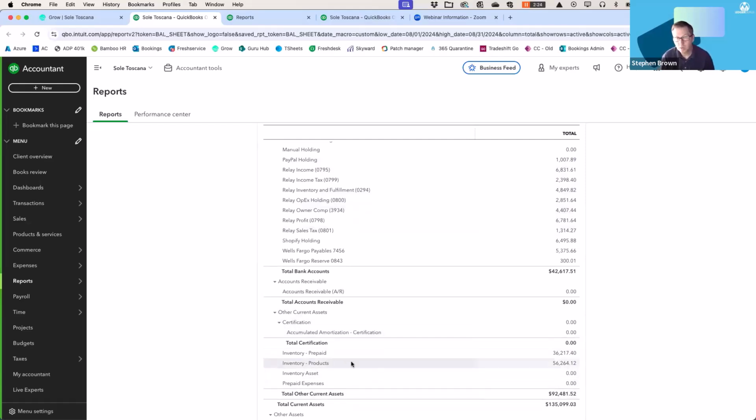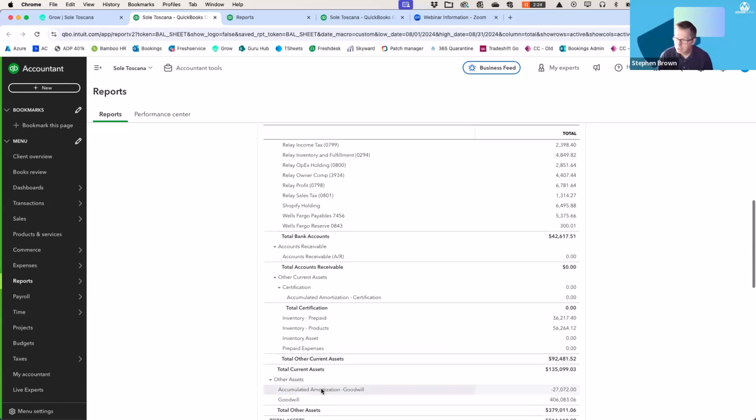I kind of wish that QuickBooks didn't treat inventory as another asset because for a consumer products business, you can see that I have a lot of inventory because this is the time of year we're ramping up for the holiday season. So I'm pushing a lot of cash into inventory.